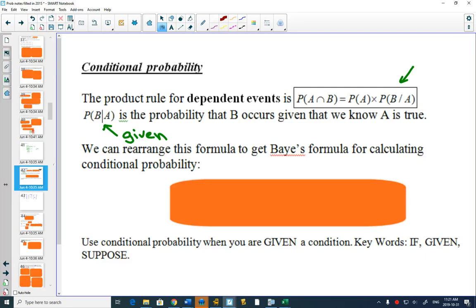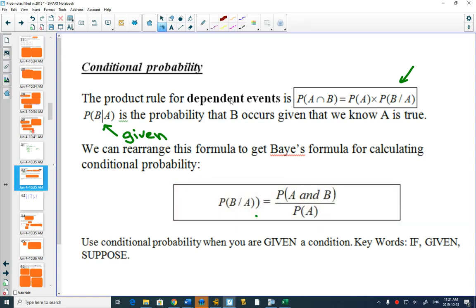Now, rearranging this equation just with simple algebra gives us something called Bayes' formula, which gets this part, probability of B given A, to be the probability of A and B divided by the probability of A. And this is a conditional probability. So you pick door 3. Given that it wasn't door 1, what's the probability it's now door 2 is now 67%.